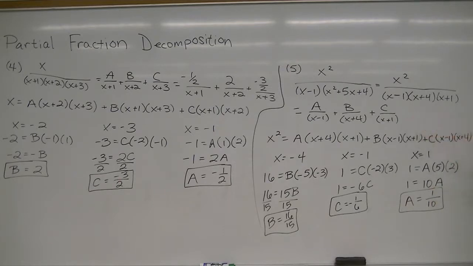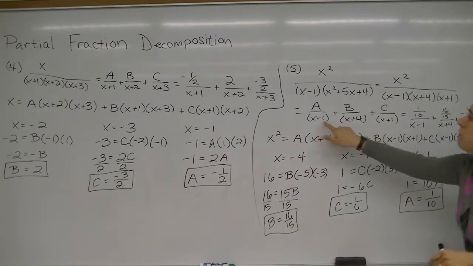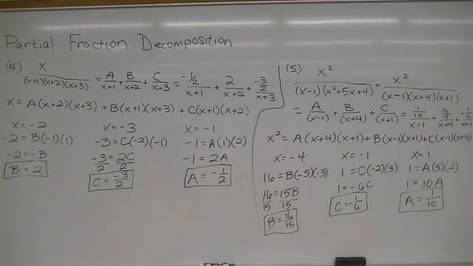So let's go back up here and put these in. So we have 1 over 10 over x minus 1 plus 16 over 15 over x plus 4 plus negative 1/6 over x plus 1. So I just put those in for a, b, and c. If you had written your factors in a different order, you may have different values for a, b, and c. As long as they line up with the same factor and you got the same values here, then it's fine. It doesn't matter what order they're in as far as these can be shuffled around.